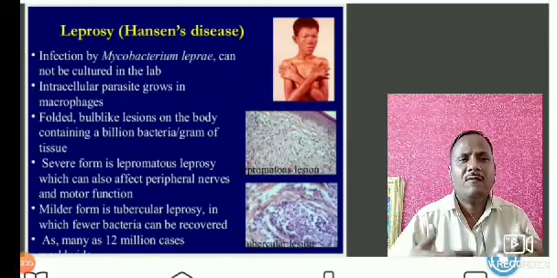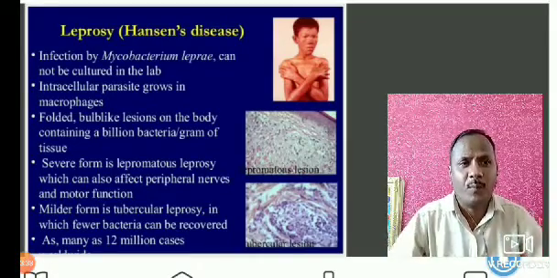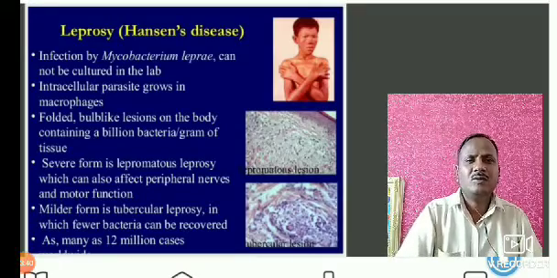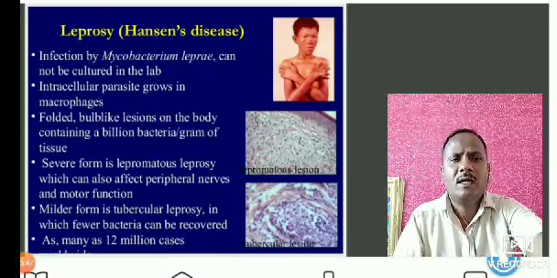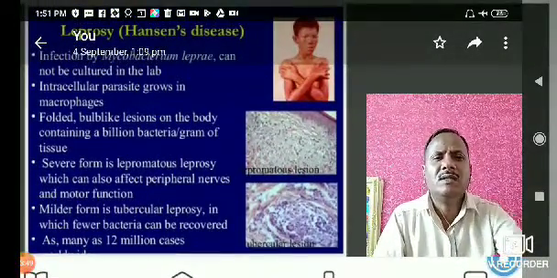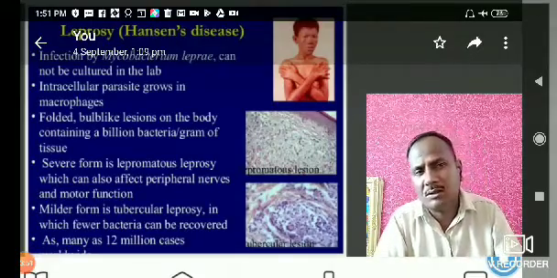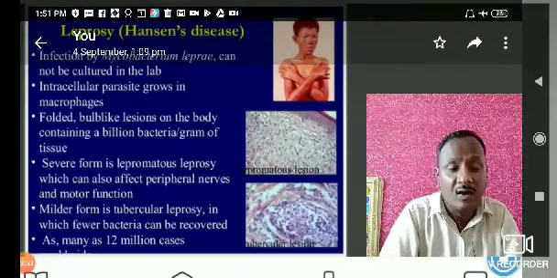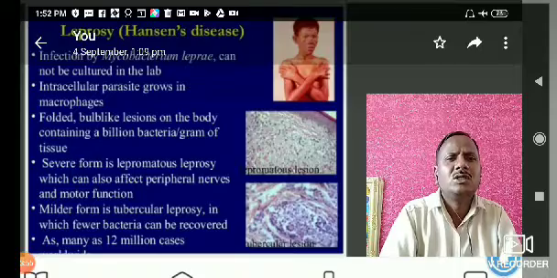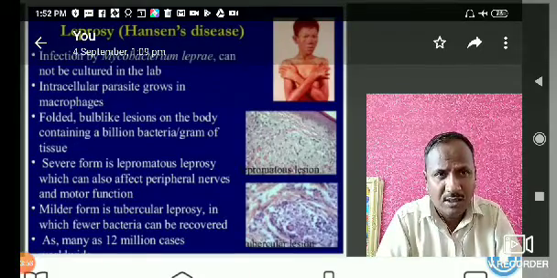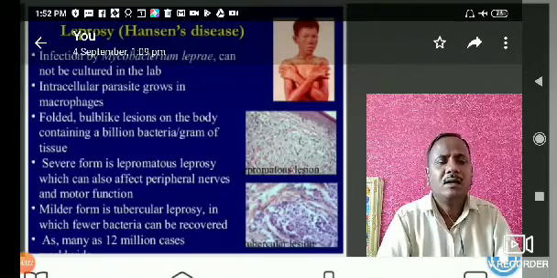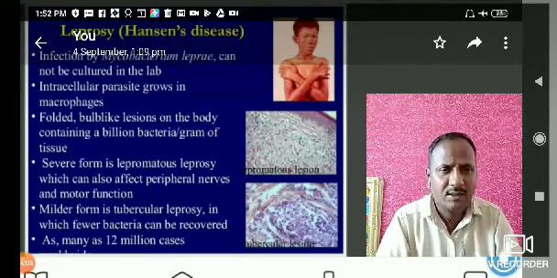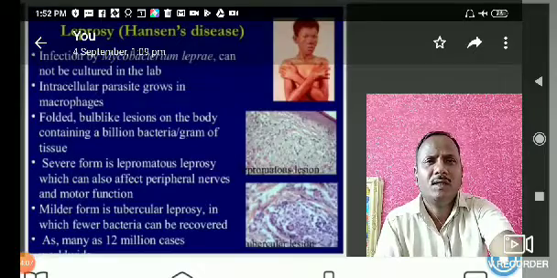It means different body parts are affected. There is also the milder form, tuberculoid leprosy, in which fewer bacteria are present. It means that we cannot easily cure such a disease, we cannot easily diagnose it, and there is no proper treatment. With the help of that treatment, the patient will not recover, meaning proper medicines are not available. This is the main importance.